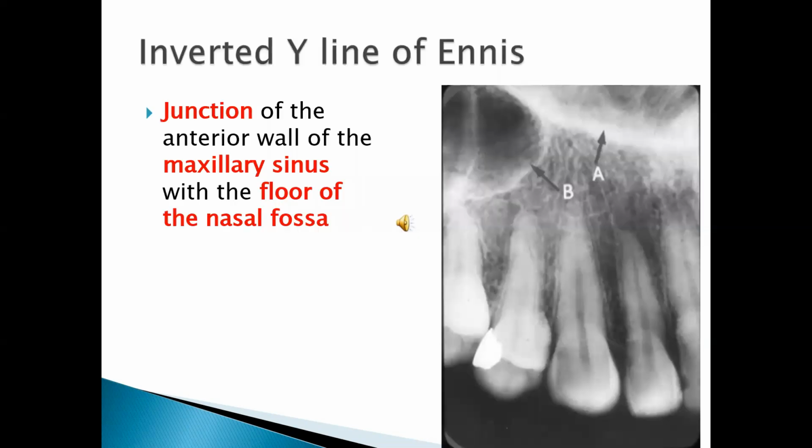The appropriate answer for the previous question is the inverted Y line of Ennis. Now this inverted Y line of Ennis is formed due to the junction of the floor of the nasal cavity, represented by line A, and the floor of the maxillary sinus, represented by line B. When both of them merge, most often in the first premolar or canine area, it forms an inverted Y line-like image, which is known as the inverted Y line of Ennis.